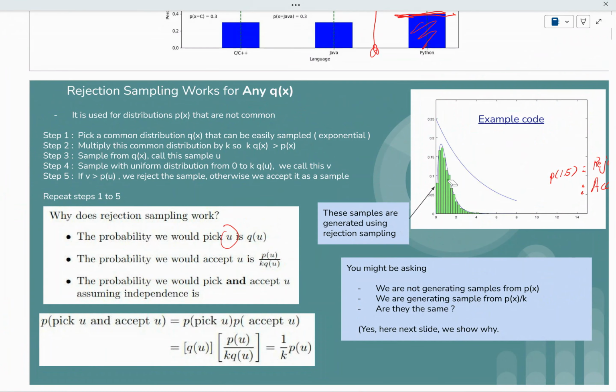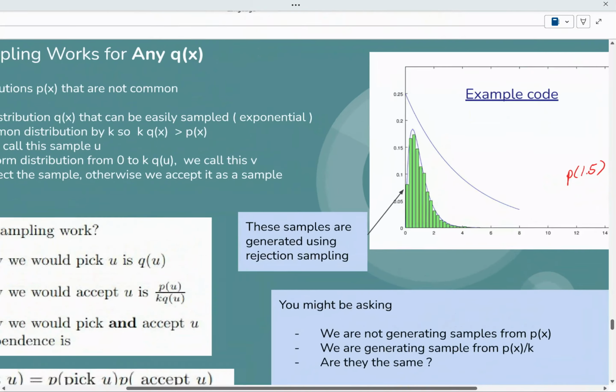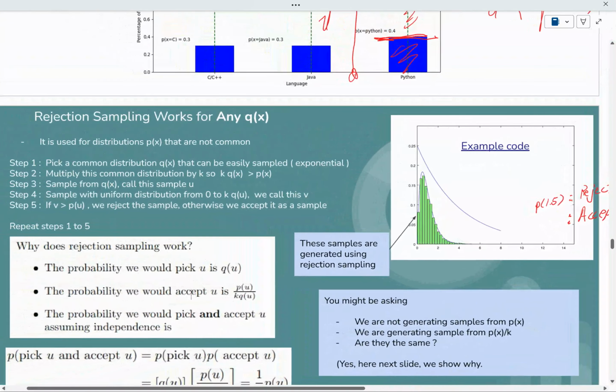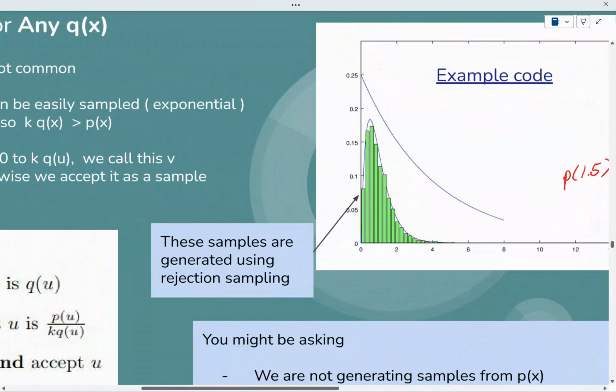Did I use u wrong? Let me think for a second. Okay, so let's not do u. Let's say, yeah, I should have used v instead. Anyways, the probability of you picking anything here, right?